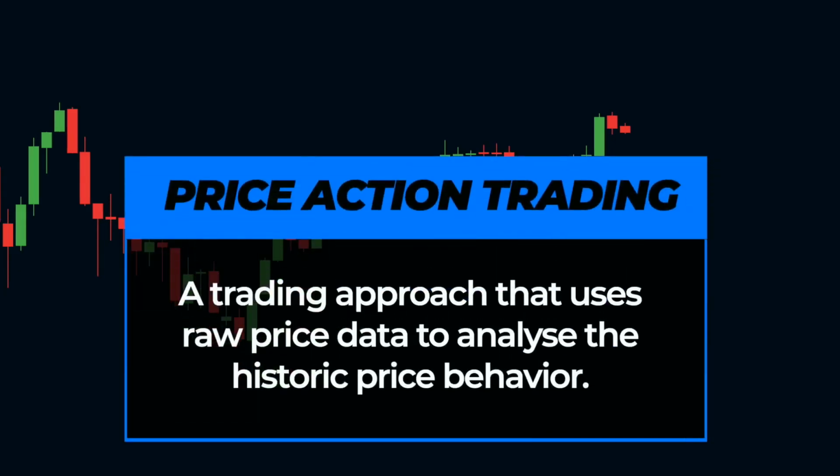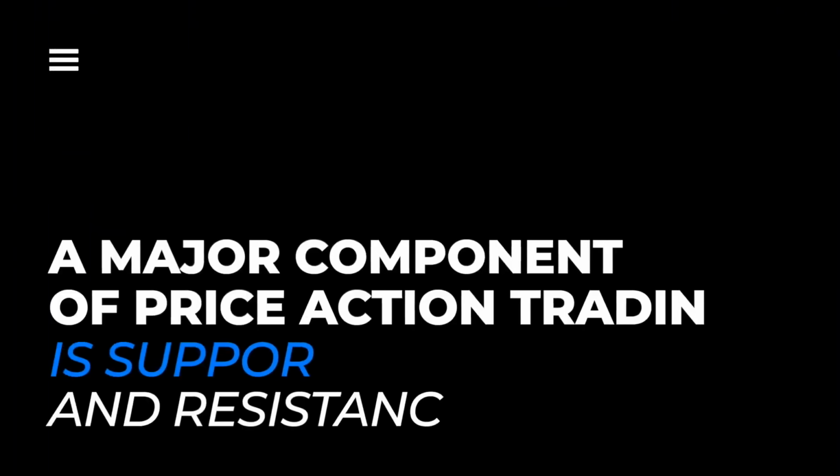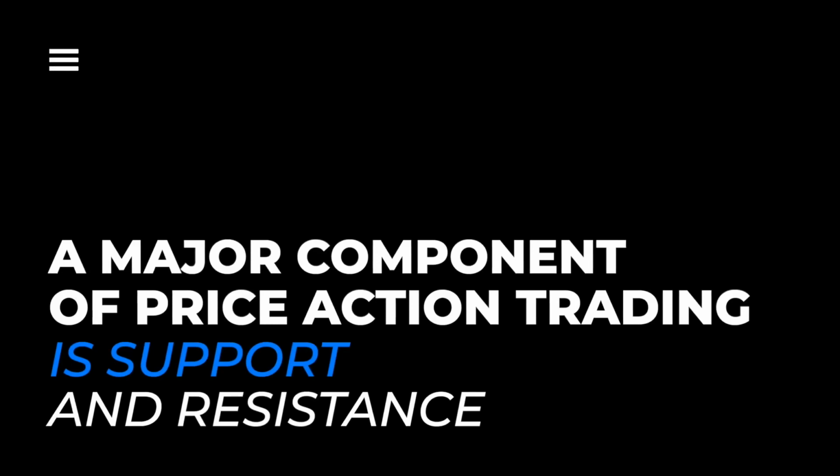When we talk about price action trading, we are essentially talking about a trading approach that uses raw price data to analyze the historic price behavior. Price action traders analyze the historic price data to predict the future price behavior. A major component of price action trading is support and resistance levels. Price action traders heavily rely on support and resistance levels to identify trading opportunities.